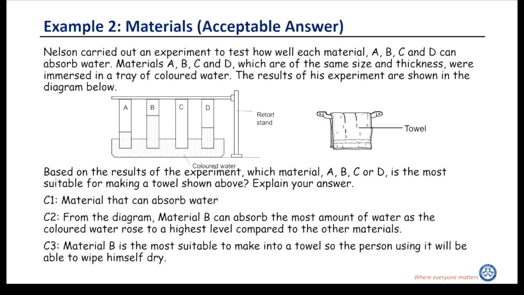The correct answer is C1, material that can absorb water. C2, from the diagram, material B can absorb the most amount of water as the colored water rose to the highest level compared to the other materials. And C3, material B is the most suitable to make into a towel, so the person using it will be able to wipe himself dry.